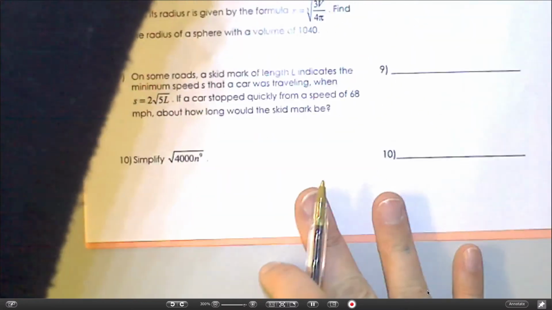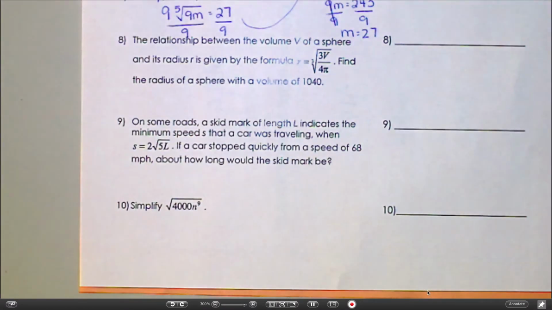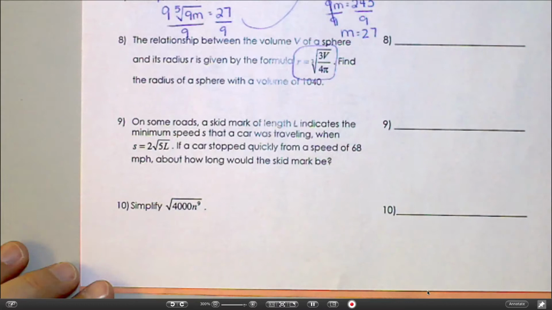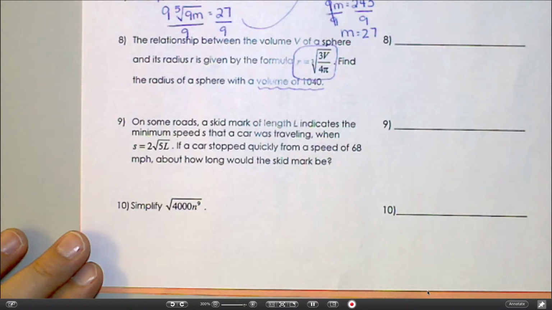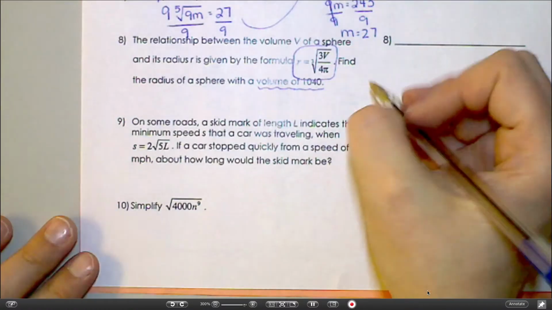All right, 8 and 9. Those are the struggle. Okay, why? Because they have words? Yes. All right. Don't be scared of words. You're right. All this is a formula, and the words are just telling you what the letters are in the formula. What's R? Radius. And what's V? Volume. So when I am given that it's a volume of 1040, where is that number going to go? In for V. Okay, I'm going to write this out, and then I'm going to tell you what you might do wrong here.